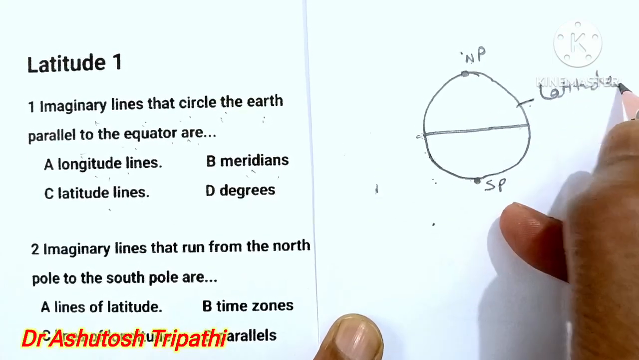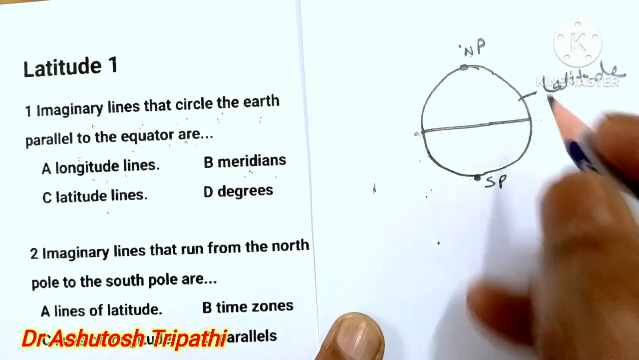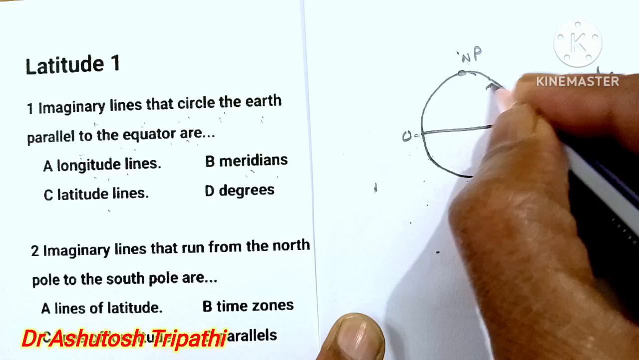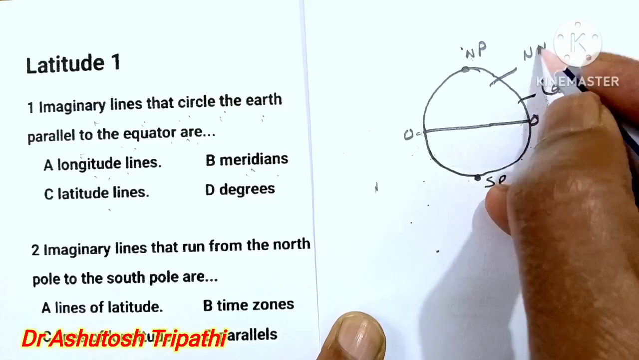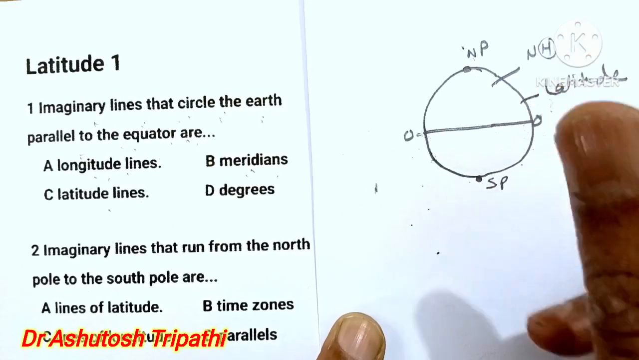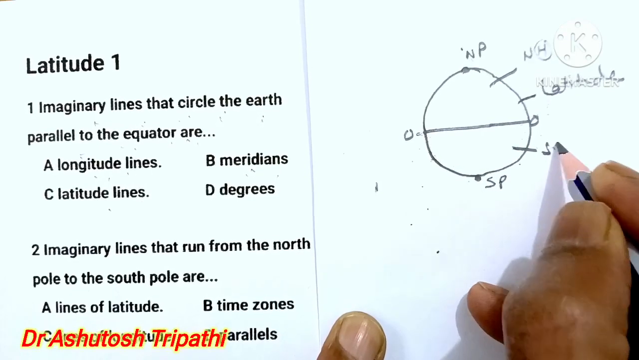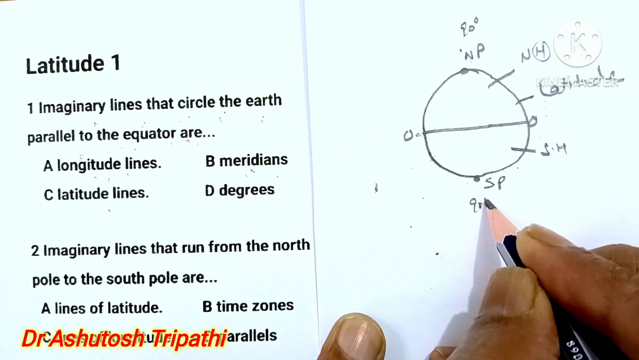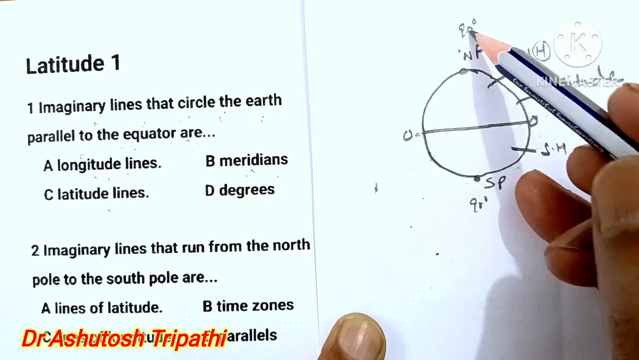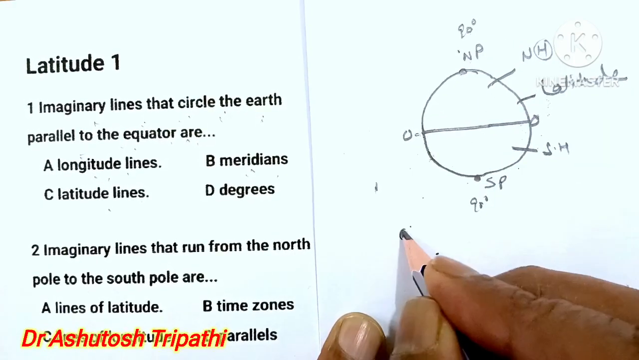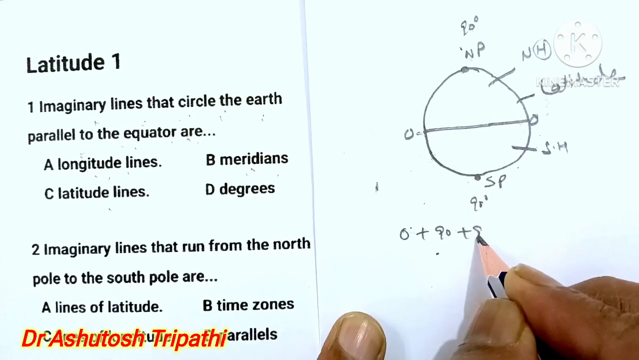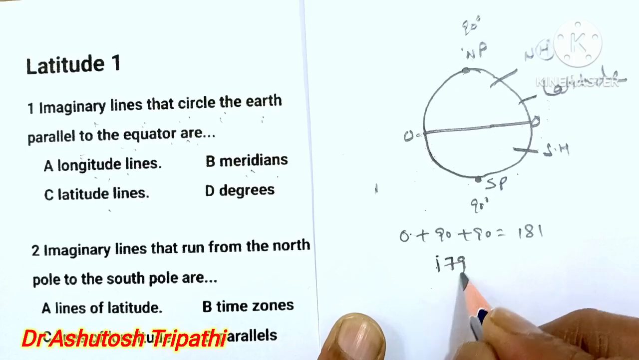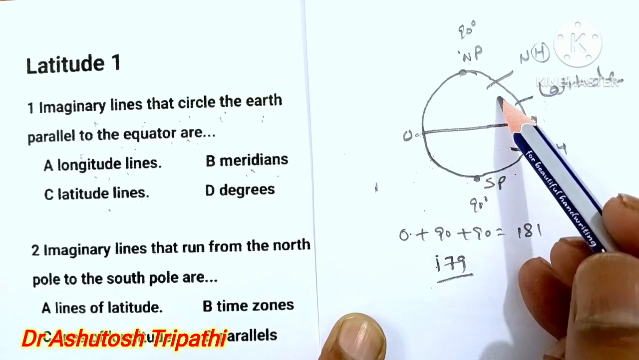The zero degree line divides the Earth into two equal parts: the northern hemisphere, and the southern hemisphere. Hemisphere means half of the sphere. This is 90 degrees and this is also 90 degrees. What does it indicate? The total number of latitudes: 0 plus 90 plus 90 equals 181. No, there are only 179 latitude lines on the Earth.